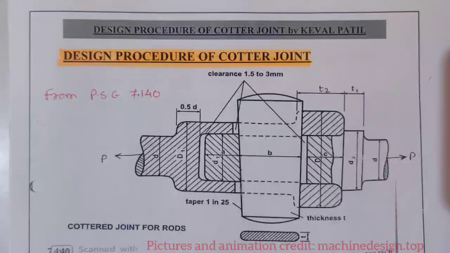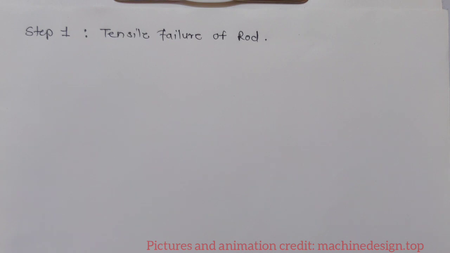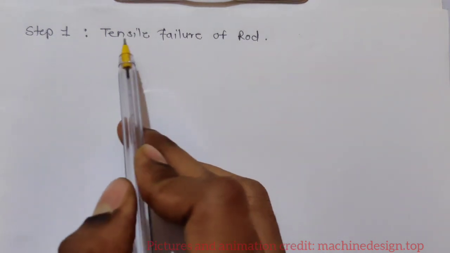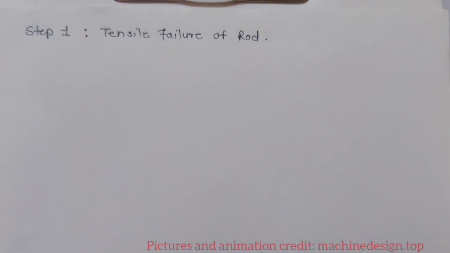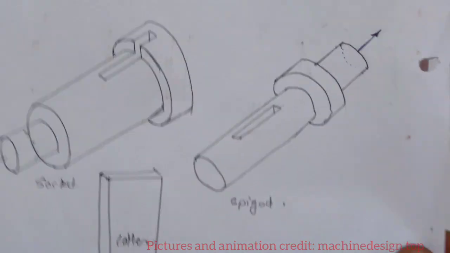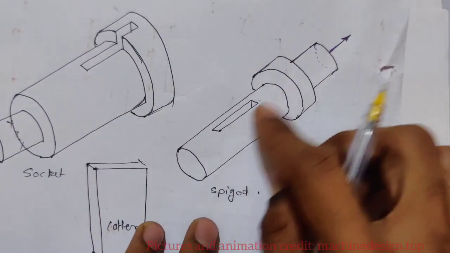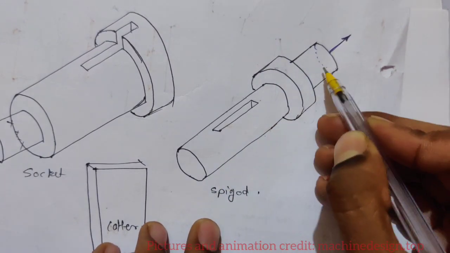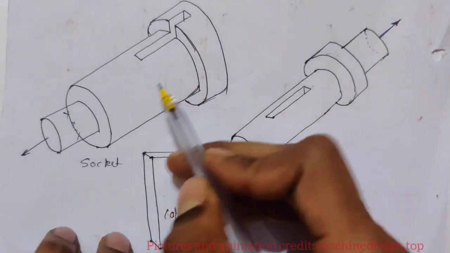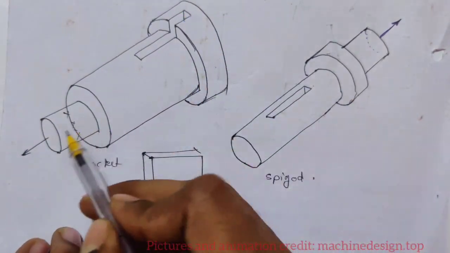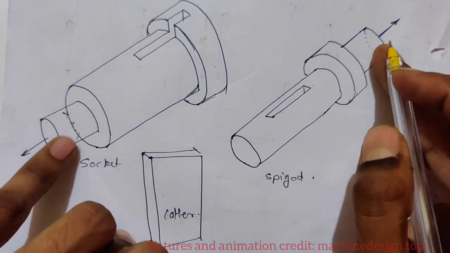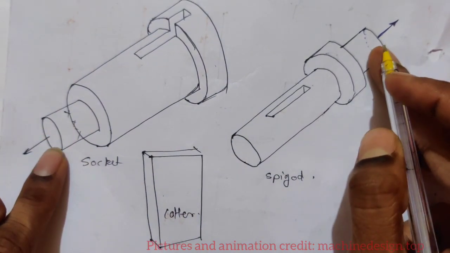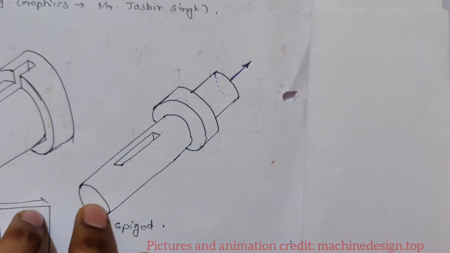Now we will move to the first step of the design of socket and spigot joint. Step 1, tensile failure of rod. Just consider this rod. This is a spigot, this is a spigot collar, and this is rod. Similarly, this is a socket, this is socket collar, and this is socket rod. Both rods have the same diameter. I am just considering this rod, you can consider any.